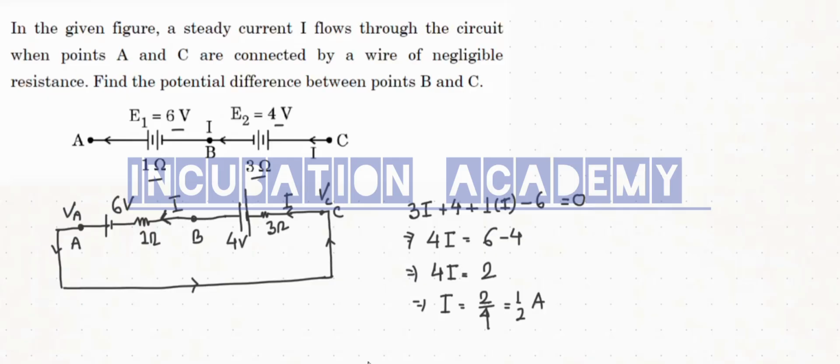So I am redrawing what is in between the point B and point C. This is my 4 volt supply and the internal resistance of the supply, the 3 ohm I have drawn here. Through this 3 ohm the current is flowing from C to B and the current is 1 by 2 ampere or 0.5 ampere. So obviously across the 3 ohm, this side is positive and this side is negative because current is flowing from C to B.